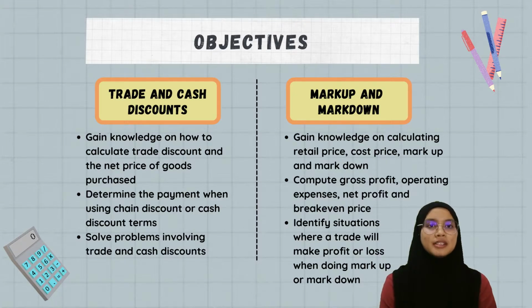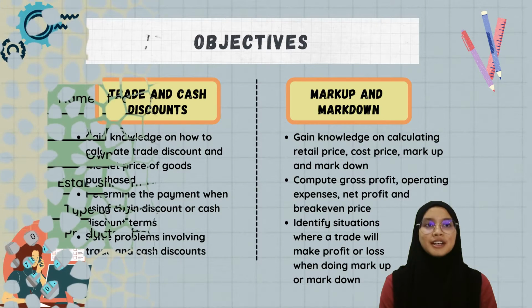For markup and markdown, the first objective is to gain knowledge on calculating retail price, cost price, markup and markdown. The second objective is to compute gross profit, operating expenses, net profit and break-even price. The third objective of markup and markdown is to identify the situation where a trade will make a profit or loss when doing a markup or markdown.